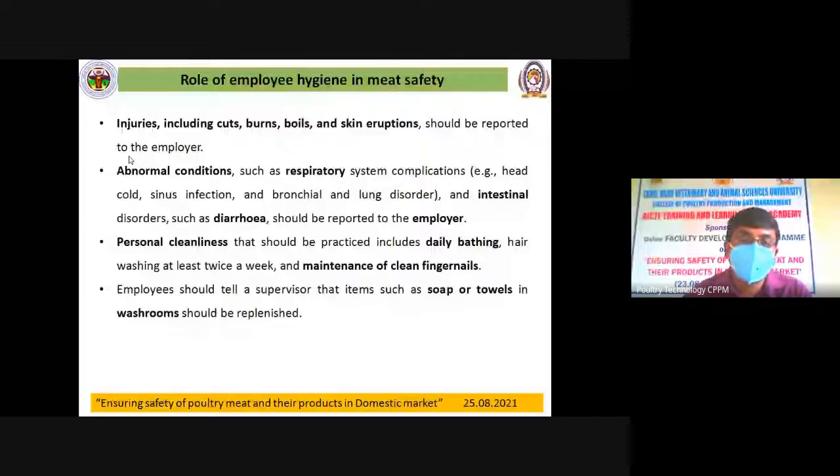And injuries, including cuts, burns, boils, and skin eruptions, should be reported to the employer, and abnormal conditions such as respiratory complications and intestinal disorders such as diarrhea should be reported to the employer. Personal cleanliness should be practiced, including daily bathing, hair washing, and maintenance of clean fingernails. Employees should tell the supervisor when items such as soap and towels in washrooms are not available so they can be replaced.